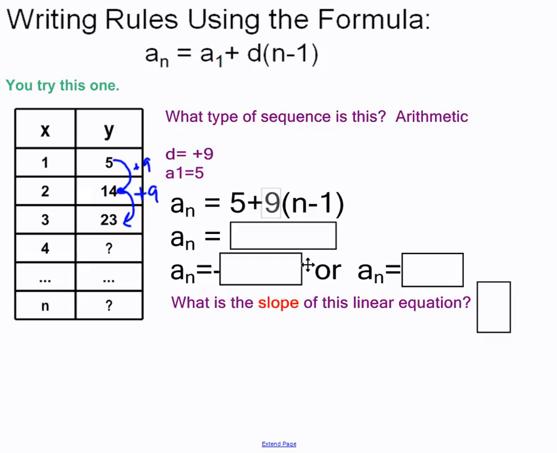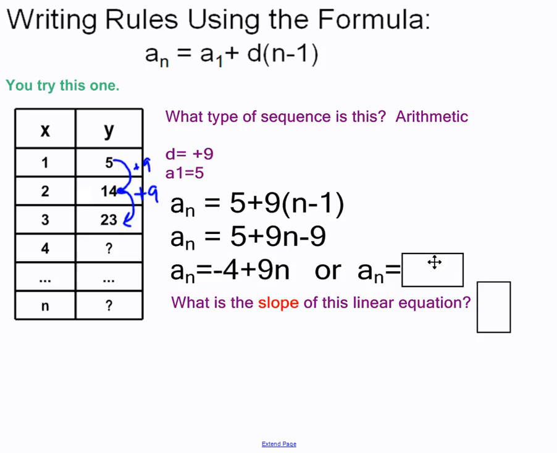Put them into my formula where they belong. Do my distributive property. Simplify by collecting like terms. Rewrite it so it's sort of in a linear form. And my slope in this case would be 9 over 1. And that's it for this lesson.